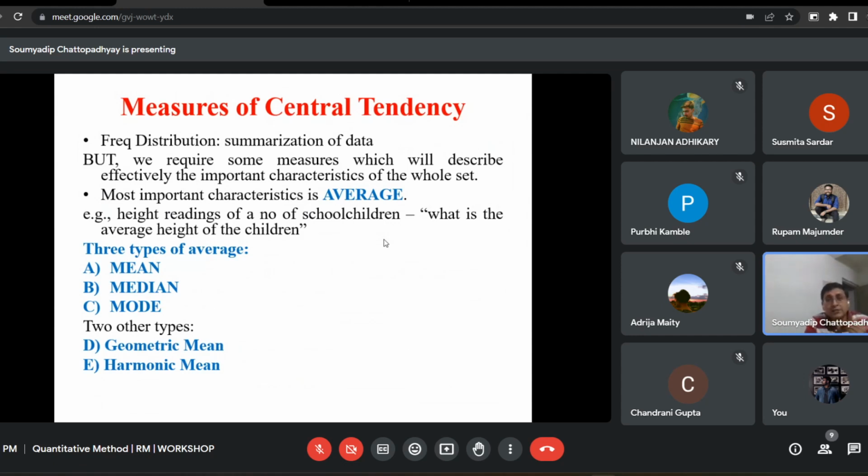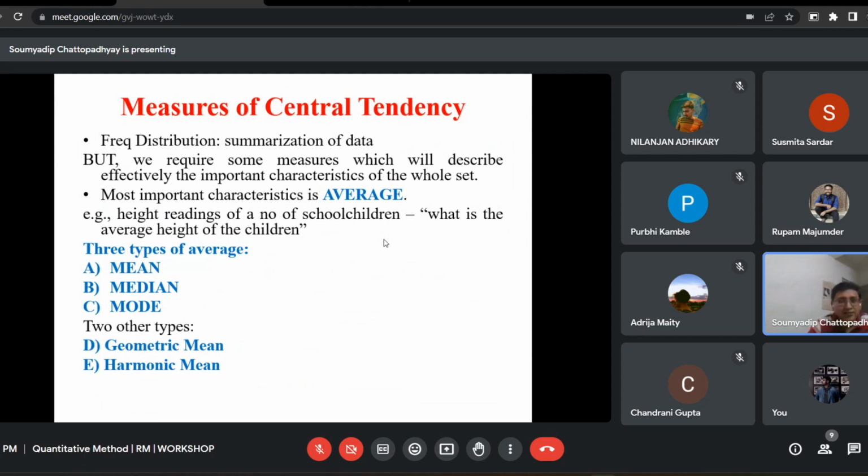Okay, so that means you now need to find some measures which can summarize your entire data. We require some measures which will effectively describe the most important characteristics of the whole set. Now, one important characteristic we generally use to describe the central characteristics of data is known as average.